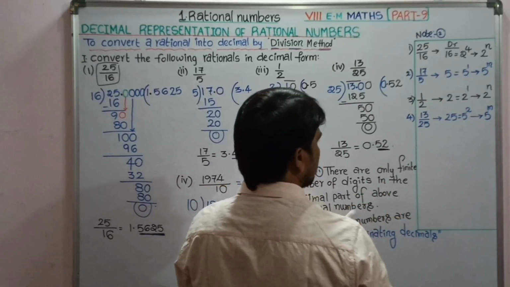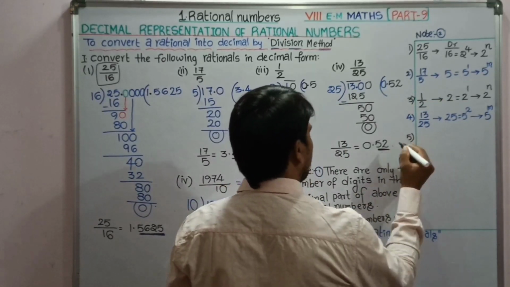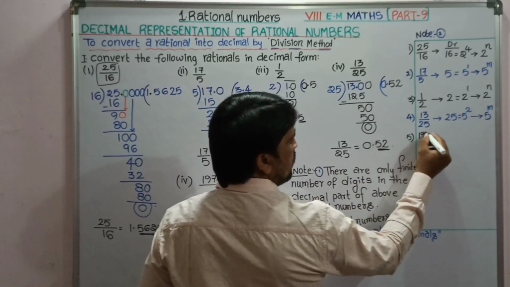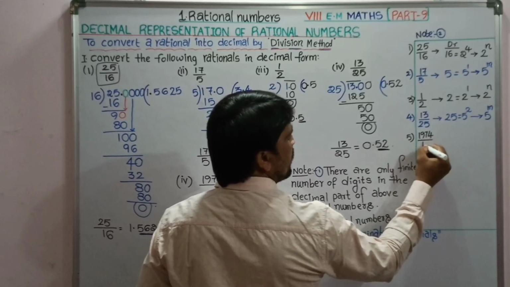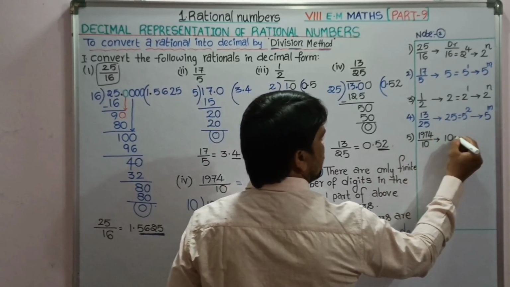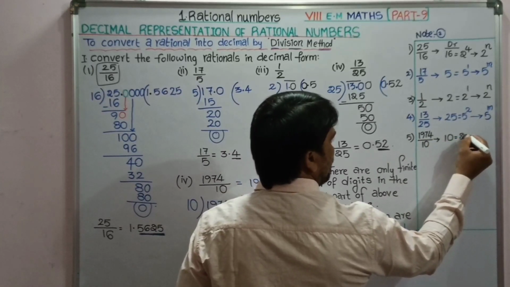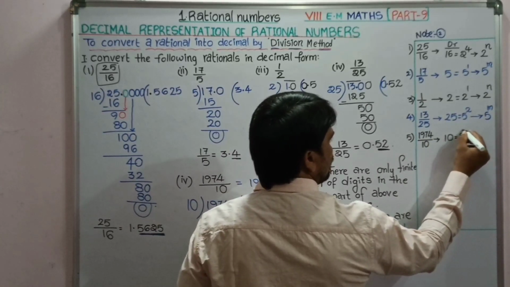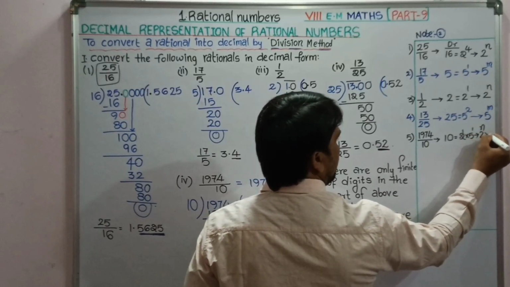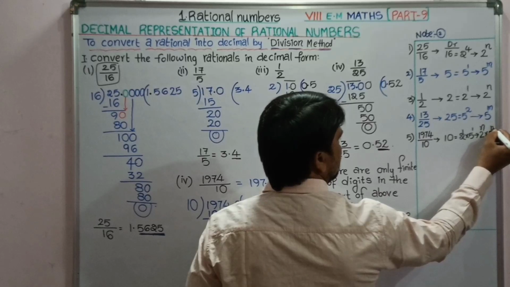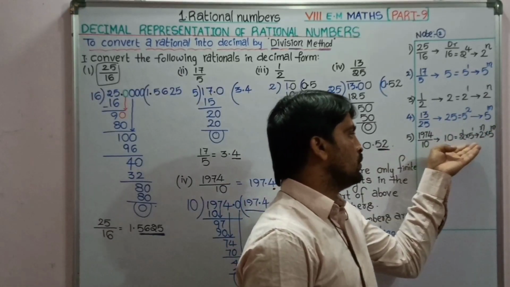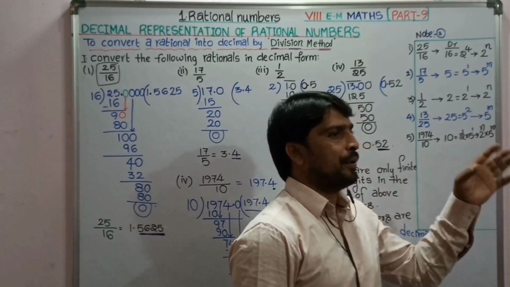Next, the fifth one. This is 1974 by 10. What is the denominator? Denominator is 10. 10 can be written as 2 into 5, that is 2 power n into 5 power m. Yes, the denominator of this fraction is of the form 2 power n into 5 power m.